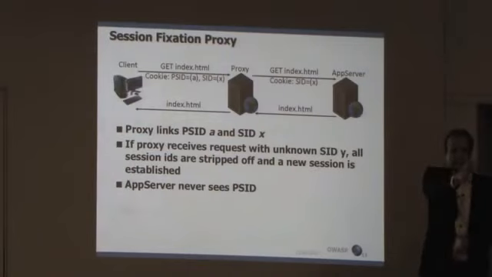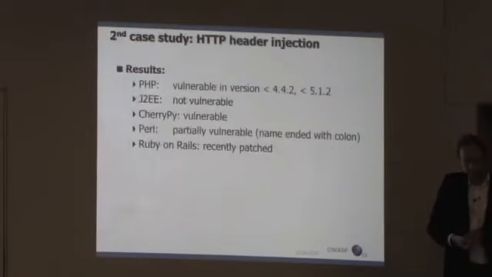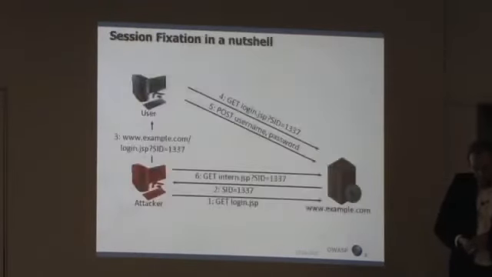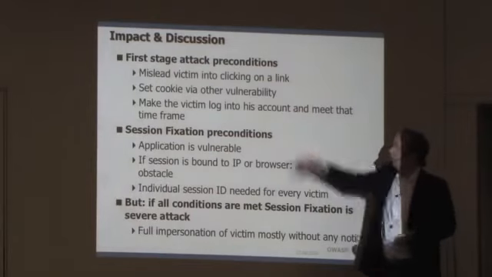You mentioned in one of your first slides that the attacker sends a SID and then the application has to be vulnerable or something. You mentioned something about the vulnerability. It was one of your first slides. Yeah, there: set cookie via other vulnerability. What do you mean there? On the first stage, you have to. So, what does set cookie via other vulnerability mean?